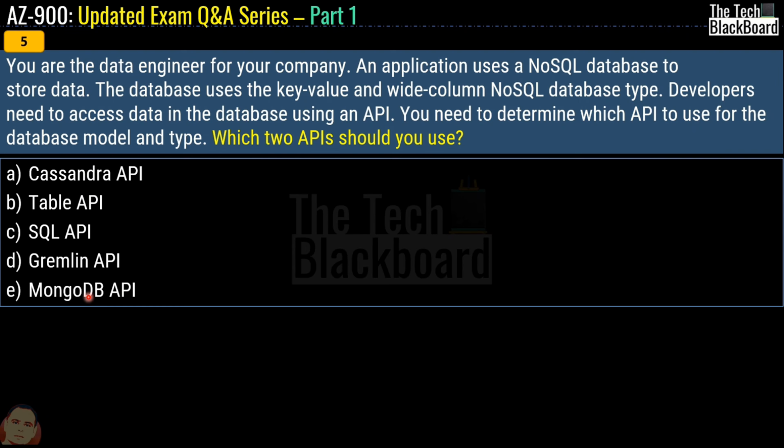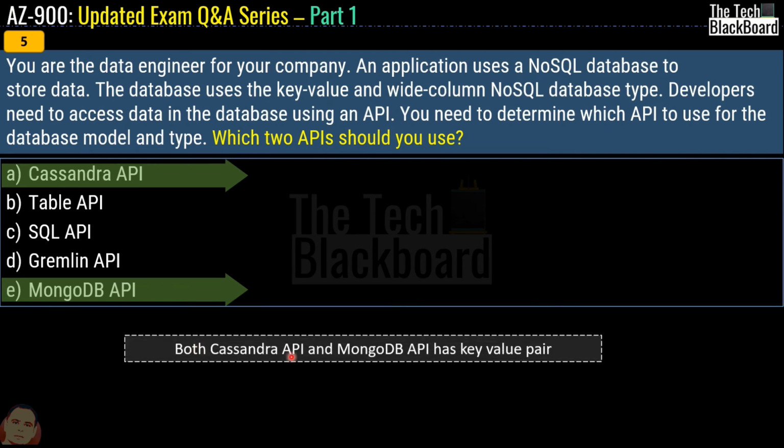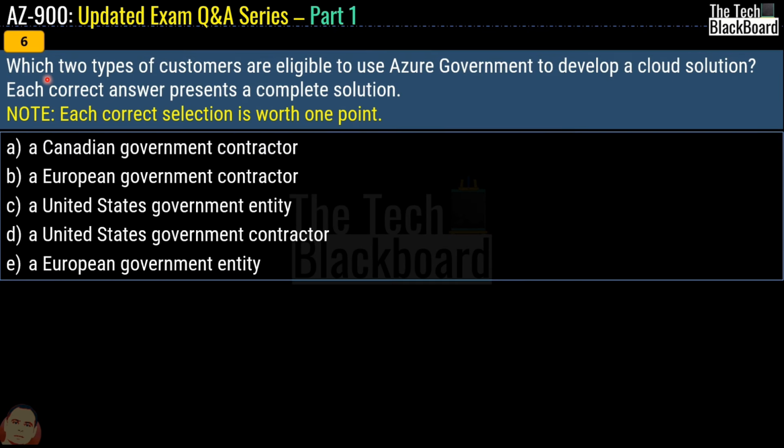And the correct answer for this question is option A, Cassandra API, and option E, MongoDB API. And the reason is that both Cassandra API and MongoDB API have a key value pair. And that was the exact ask in the question as well. Moving ahead with question number 6, the question says, which two types of customers are eligible to use Azure Government to develop a cloud solution?